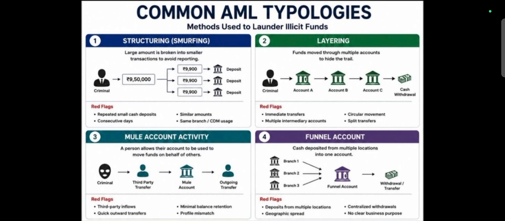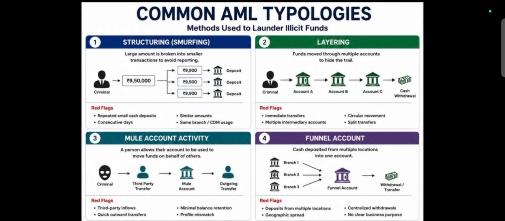Third is money mule account activity. So when a criminal gains money from illegal ways, a person allows their accounts to be used to move funds on behalf of others. Like it is a third party transfer, and the mule account is already open in the bank and then there is an outgoing transfer.